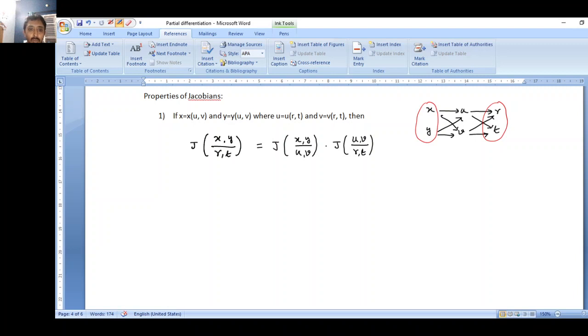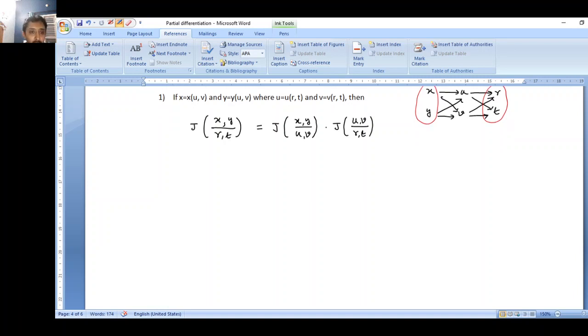Now the problem with finding the Jacobian of x and y with respect to r and t is that we do not know explicitly or straight away how x and y depend on r and t. So the Jacobian of x and y with respect to r and t is given by the Jacobian of x and y with respect to u and v, which can be easily computed based on these relations, and that multiplied with the Jacobian of u and v with respect to r and t, which again can be found out from these two relations, right? So the Jacobian of x and y with respect to r and t would be the Jacobian of x and y with respect to u and v times the Jacobian of u and v with respect to r and t. As you can see, this looks pretty much like the chain rule.